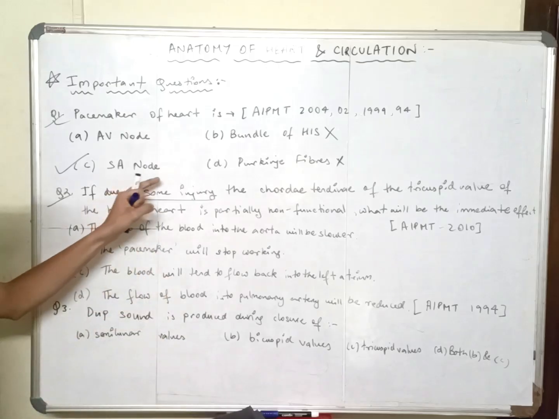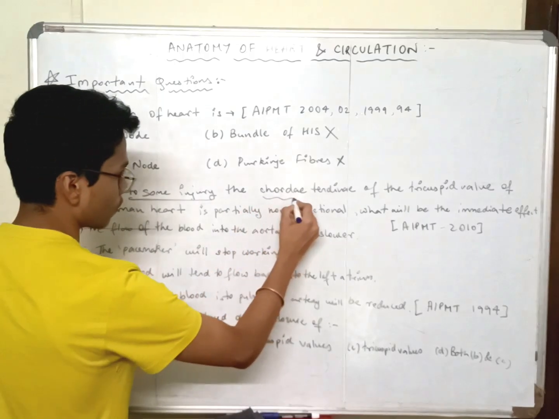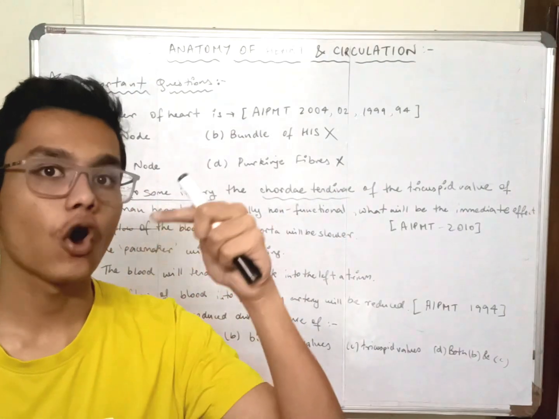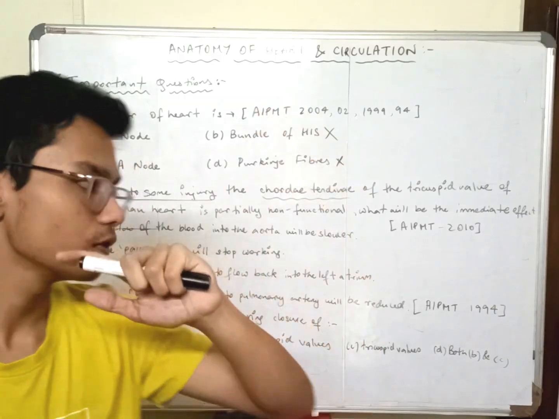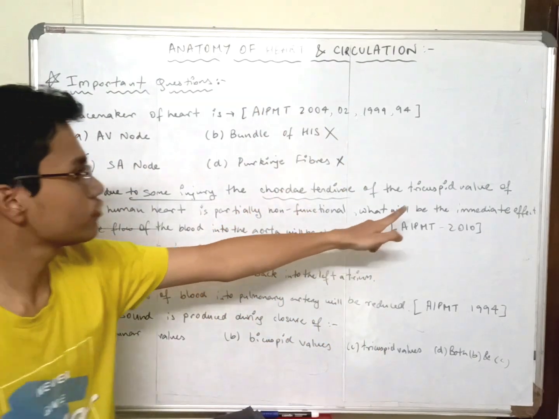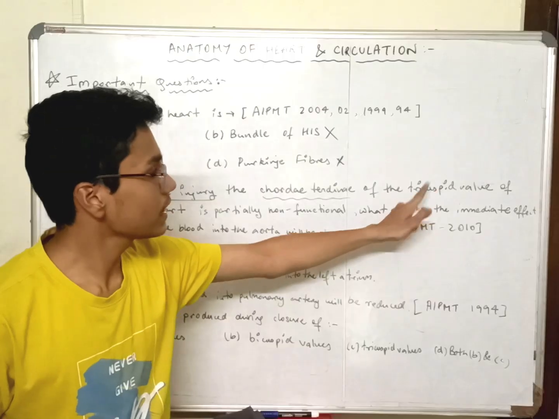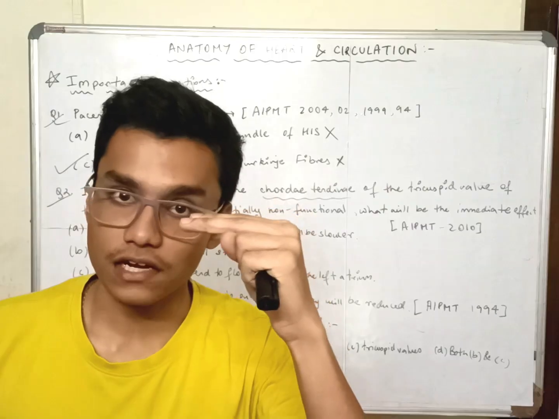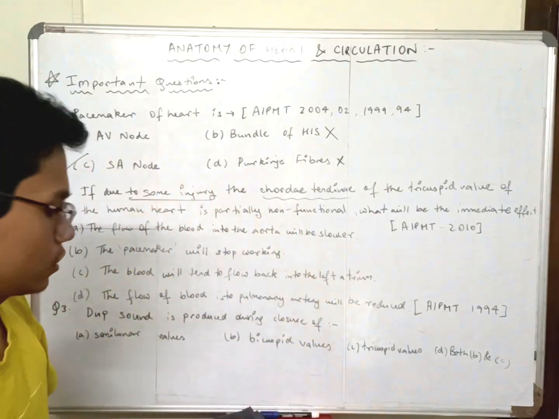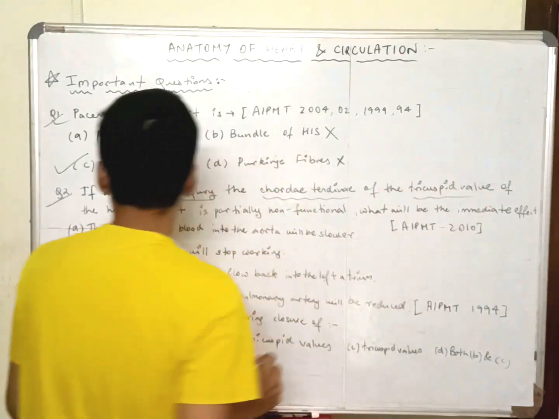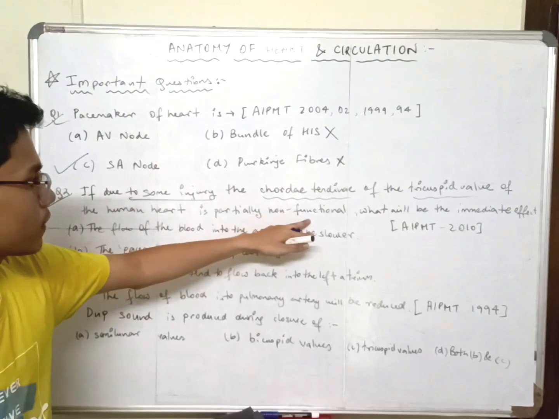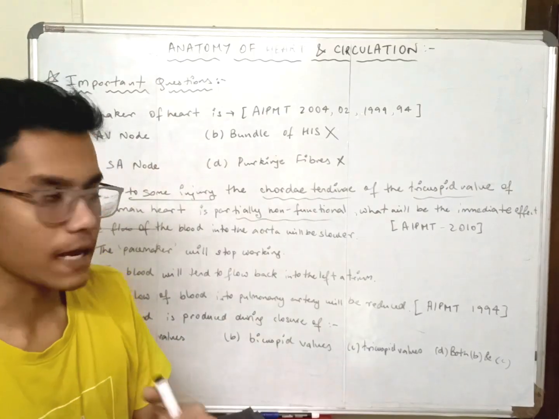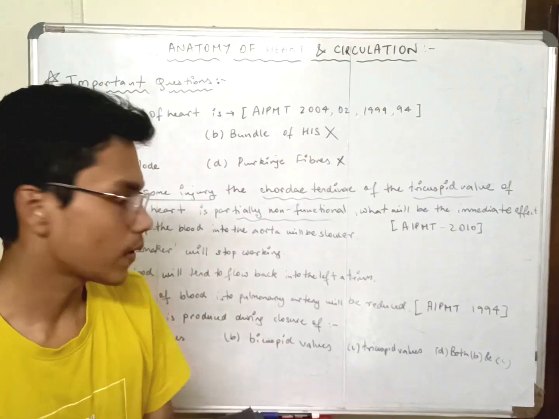So the condition is that under an injury, the chordae tendineae. If you can recall what the chordae tendineae is, remember, papillary muscles, chordae tendineae giving rise to valves. Okay, you got your clue from here. The chordae tendineae of the tricuspid valve, which is located at the junction of the right atrium and right ventricle. Okay, you got your second clue. Is partially non-functional. You got your third clue. That means for a temporary time, it was not functioning quite well.